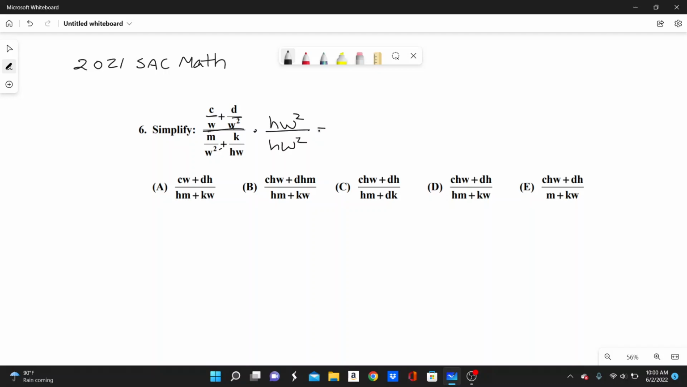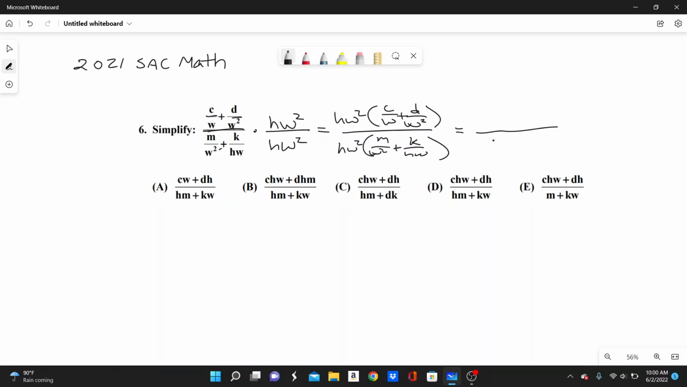So when we do this, you see we have to distribute here. So hw squared times (c over w plus d over w squared), all over hw squared times m over w squared plus k over hw.